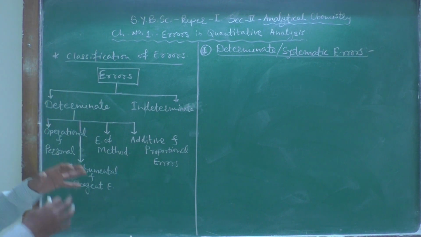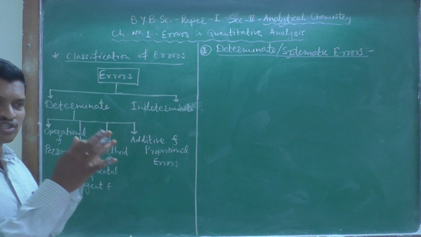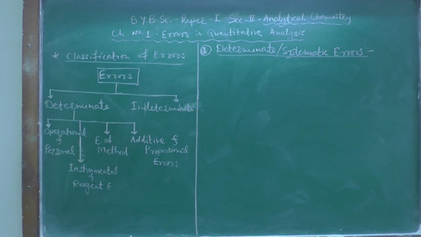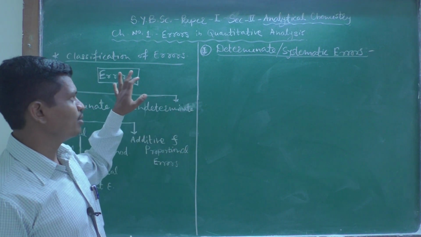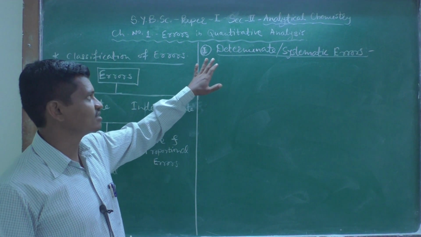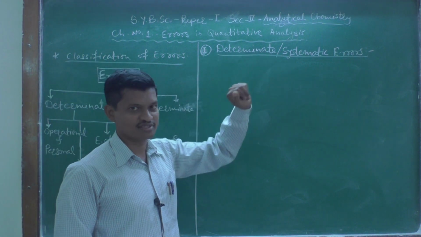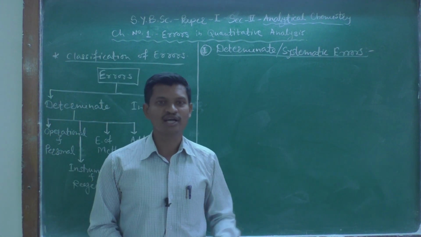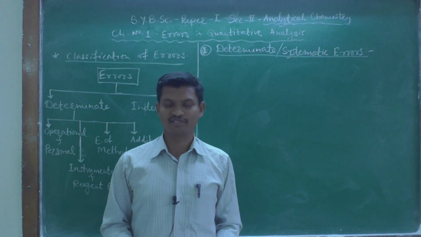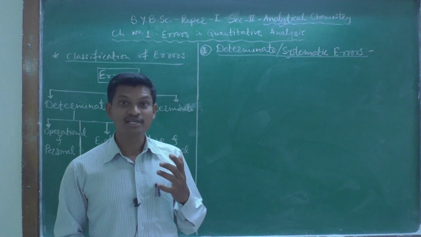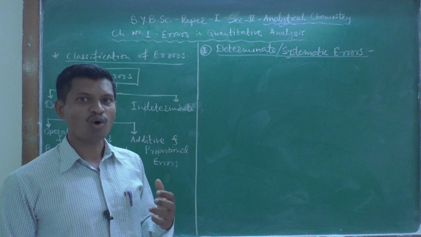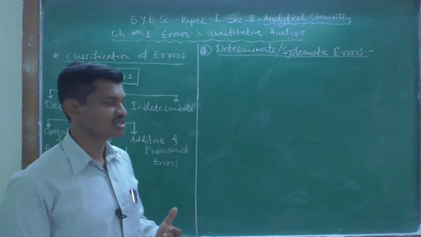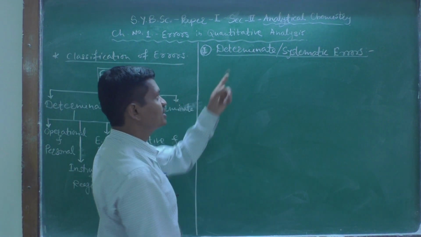So this is the general summary of the classification of errors in quantitative analysis. Let us see in detail the first main class, that is determinate errors. These determinate errors are also called systematic errors. Now, why are they called determinate errors, or what is the definition of determinate errors? These are the errors which can be determined.